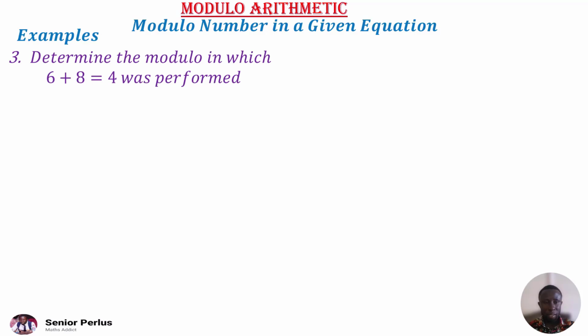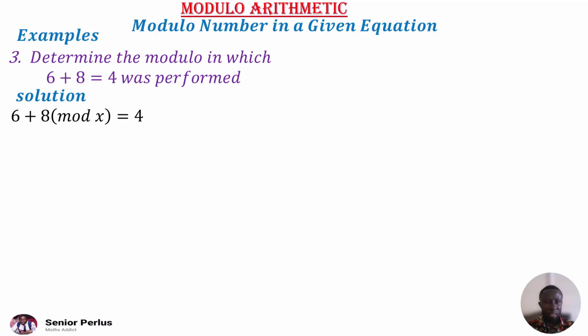Example 3. Determine the modulo in which 6 plus 8 is 4 was performed. So you have to determine the modulo. Solution: 6 plus 8 is 4, so what modulo do we solve in to get 4? We don't know. So that is what they are saying.